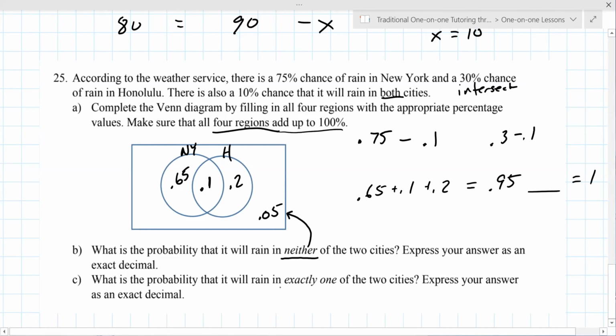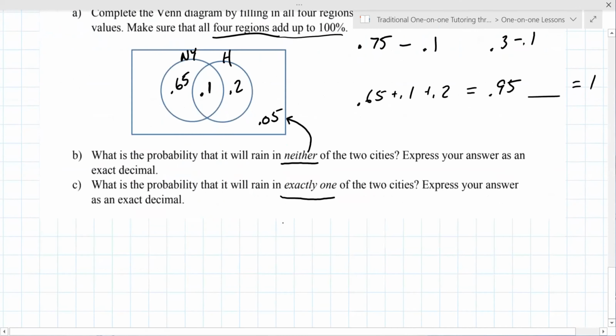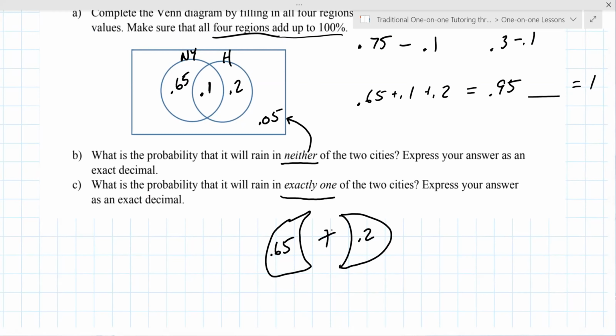Gotcha. Exactly one of the two cities. I'm going to draw the crescents. It's that one. Sorry, it's a horrible drawing. And then it's that one there. So it's the 0.65 and the 0.2, but you have to add them together. Okay, that's easy. You will probably get one just like this on your exam with different numbers. Okay, yeah. Easy.